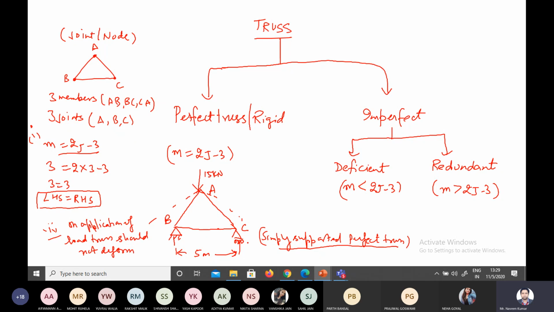So we have two conditions here. Number one is m should be equal to 2j minus 3, and number two, on the application of load, the truss should not deform from its original shape. So this is the second condition for a truss to be perfect.